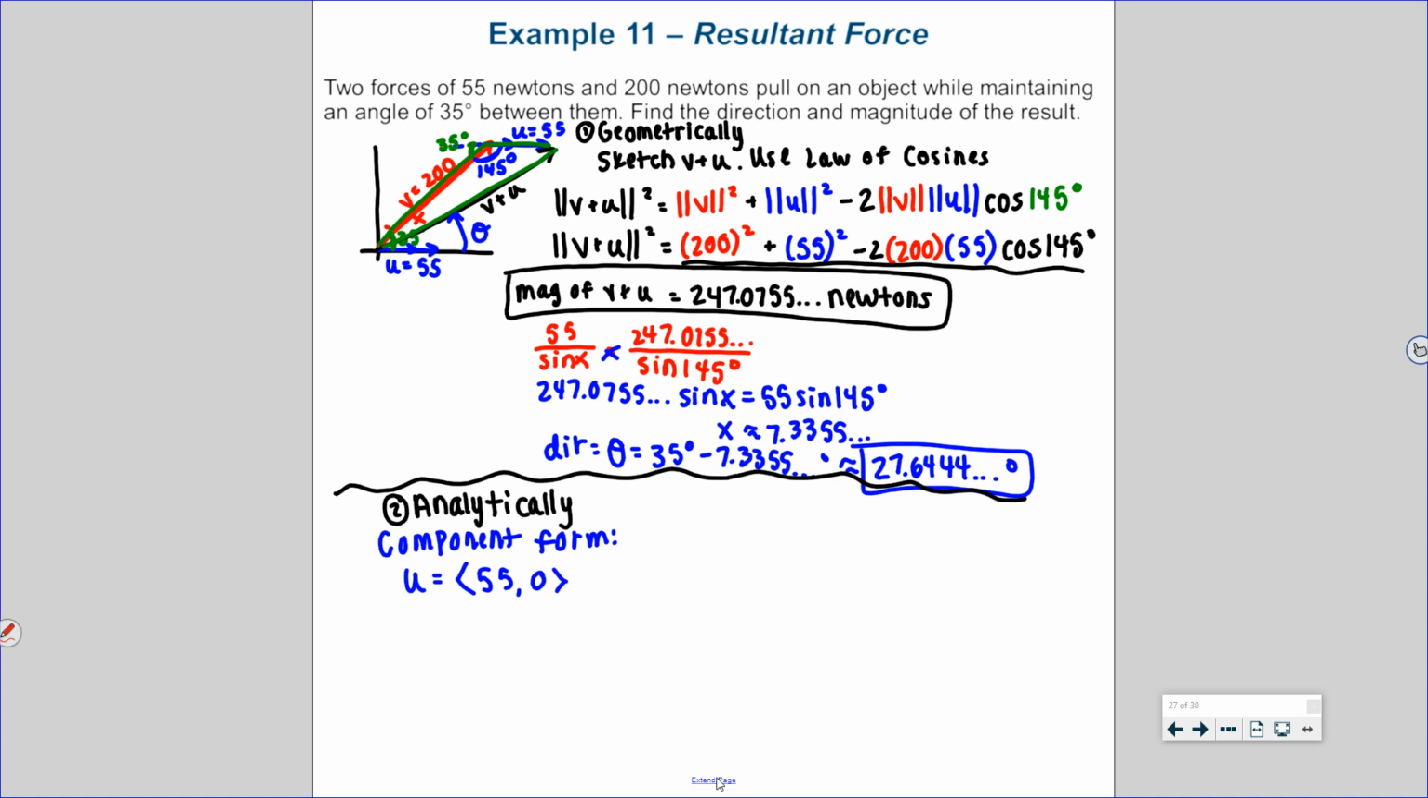Vector V, I'm going to have to do a little bit more work. I'm going to have to use that little formula where I take the magnitude times the cosine of the direction angle, which is 35 degrees, for the horizontal component, and then the sine of 35 degrees. Let's just go ahead and plug in the magnitude, actually. We don't need to write out the formula. The magnitude is 200. Okay. This is one that's not on our unit circle, so decimals are okay. I got that.